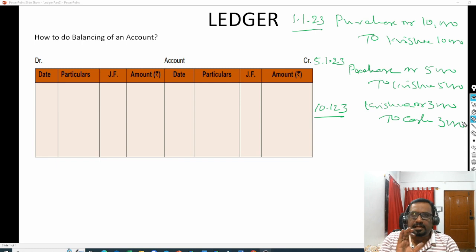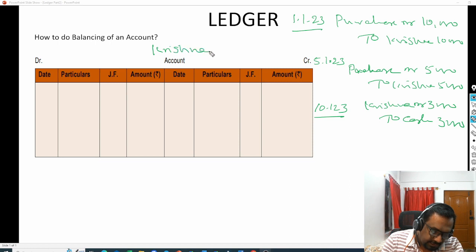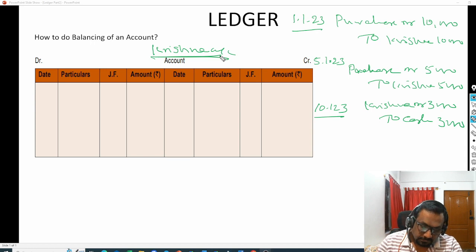Just to make you understand how to do the balancing, I'm not going to talk about purchases or the cash account, I'm going to prepare only Krishna account. Why am I preparing Krishna account? Just to make you understand how to do the balancing. Clear? Let us open Krishna account. This I am taking as Krishna account.